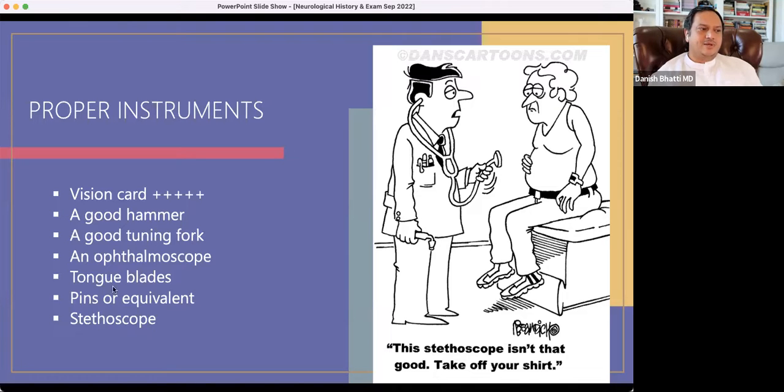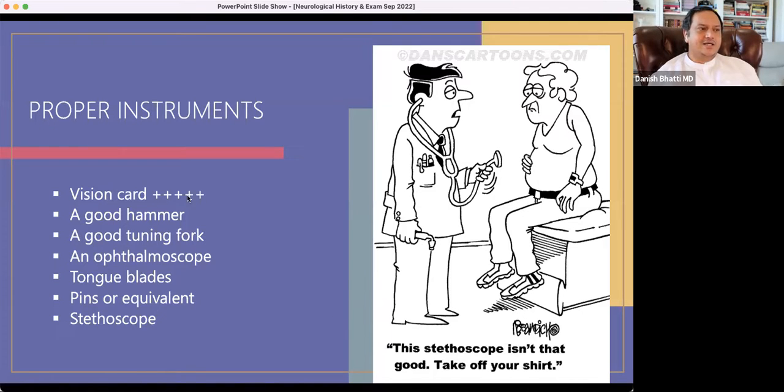If you're going to have a good stethoscope, you're not a cardiologist either, then you should have a good hammer and a good tuning fork. You should have some tongue blades, some pins or equivalent to check for pinprick or something. You don't have to use it on every single patient. That's not the point. But anytime someone is coming up with a neurological complaint like numbness in the leg, you are expected to have pins available with you so that you can check their pinprick and sensory examination, and so on and so forth. Stethoscope is part of a neurological examination, although we don't use it very often.